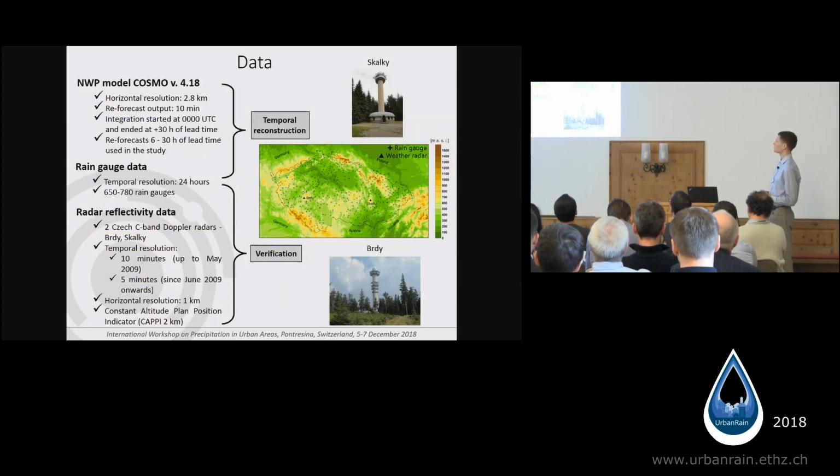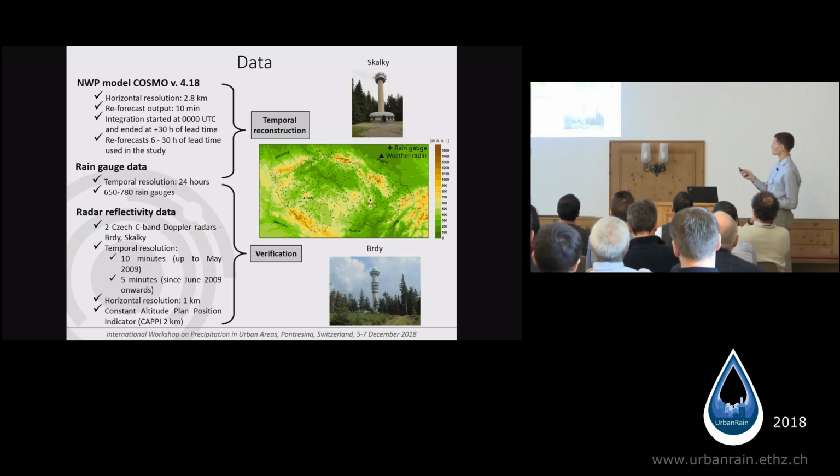More specifically, we used the model COSMO with a horizontal resolution of 2.8 kilometers and temporal output of 10 minutes. The integration started at midnight and ended at plus 30 hours of lead time. So the first 6 hours were used as a spin-up time, so we used reforecast with a lead time of 6 to 30 hours in this study.